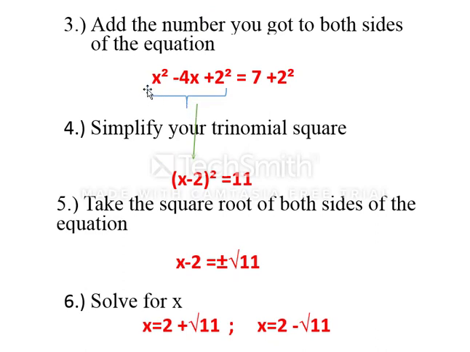In this way we will get x square minus 4x plus 2 square is equal to 7 plus 2 square. Then we will convert these three terms, x square minus 4x plus 2 square, into a complete square. It will become x minus 2 whole square. The right hand side, which is 7 plus 2 square, is 7 plus 4, which is 11.